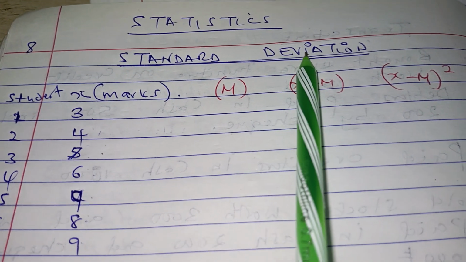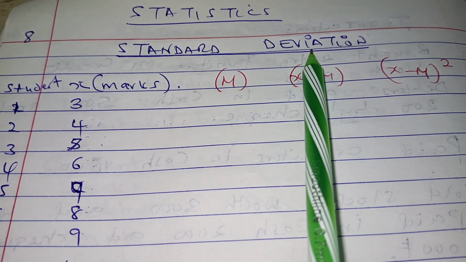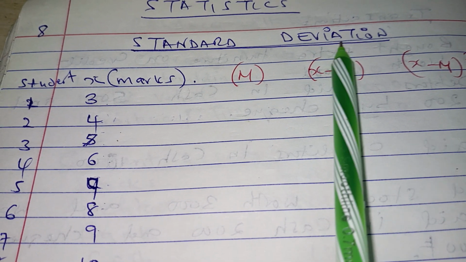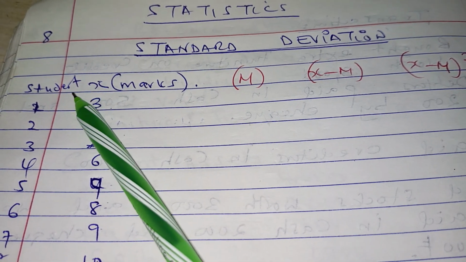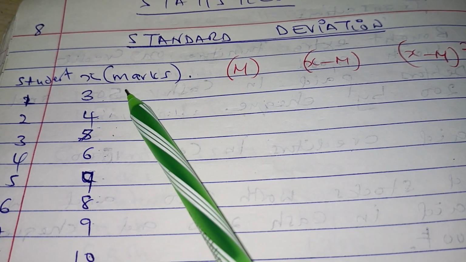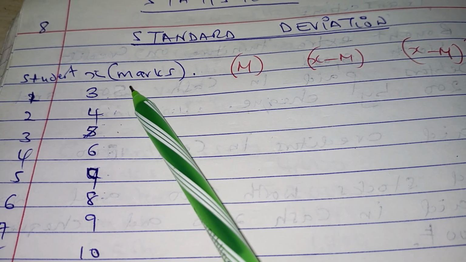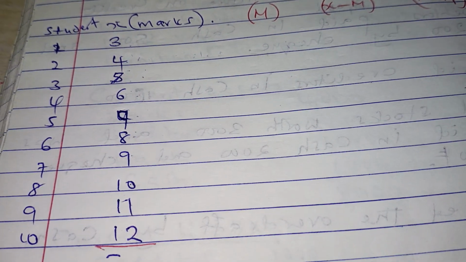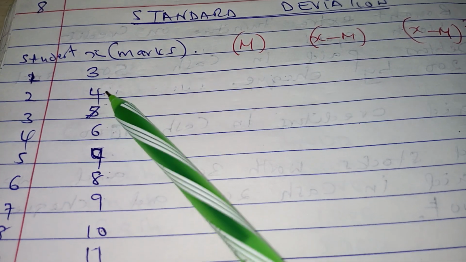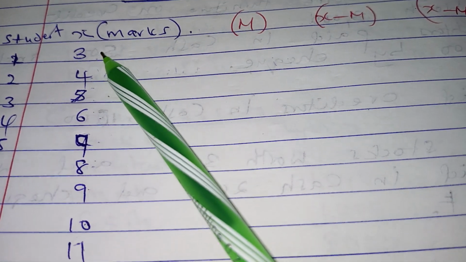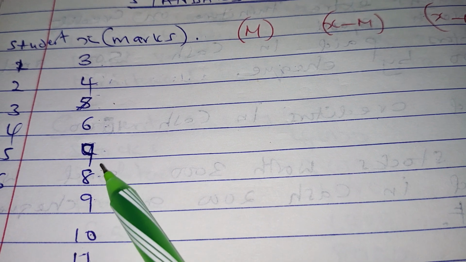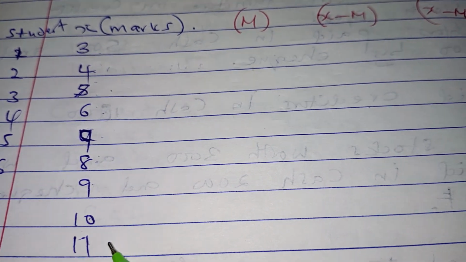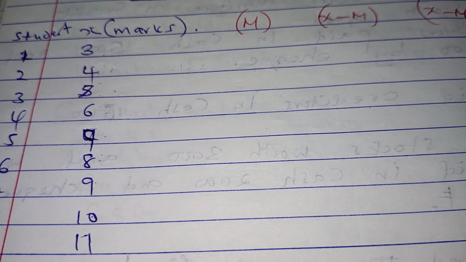This morning we shall talk about statistics and try to understand the standard deviation. The standard deviation is a measure of dispersion. In this question, we are given the students and the marks that they earned in a given exam. The students are 1 up to 10, and the marks, that is X, are 3, 4, 8, 6, 7, 8, 9, 10, 11, and 12. These are the marks that they earned in the exam.